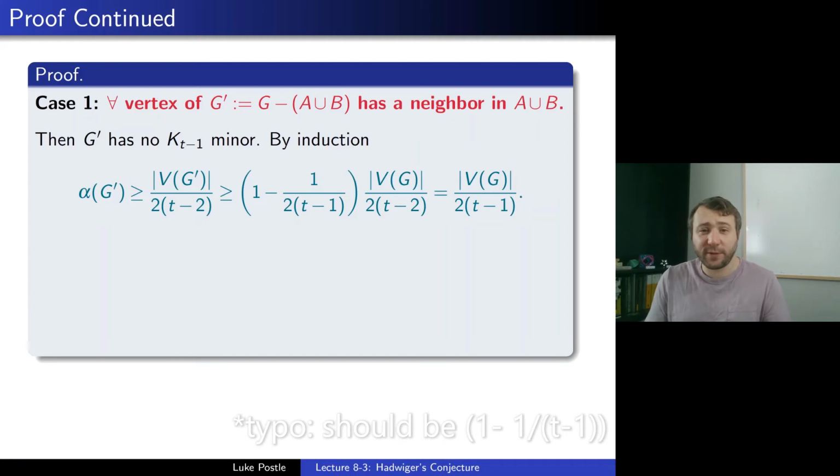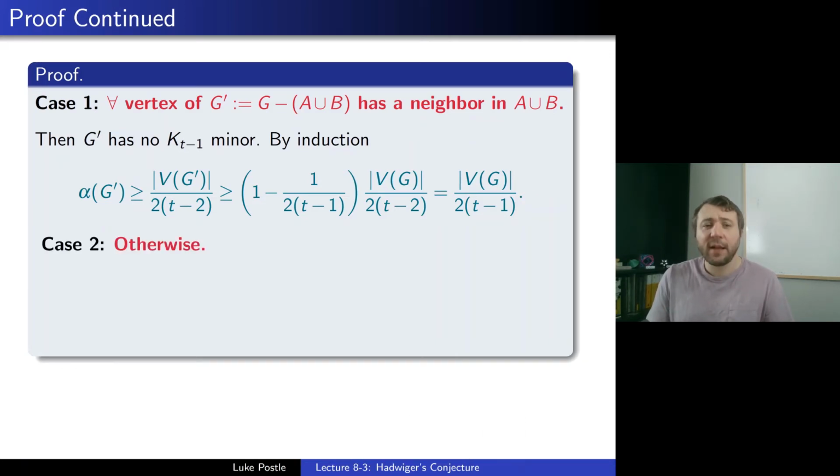and it turns out that you indeed get, so that's a typo, there should be no 2 in the middle term, but you get alpha is at least V of G prime over 2t minus 2. You get 1 minus 1 over t minus 1, because you're deleting A and B, but A is at most V of G over 2t minus 1, and B is at most A. And then you cross multiply and you get V of G over 2t minus 1, which is the desired result.